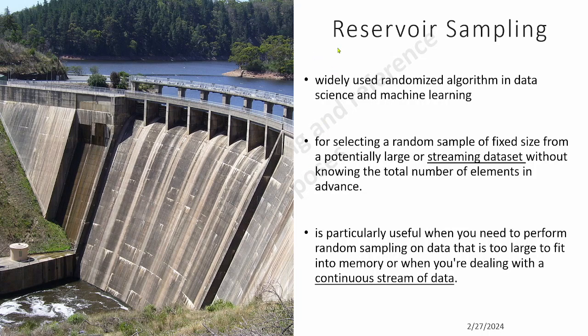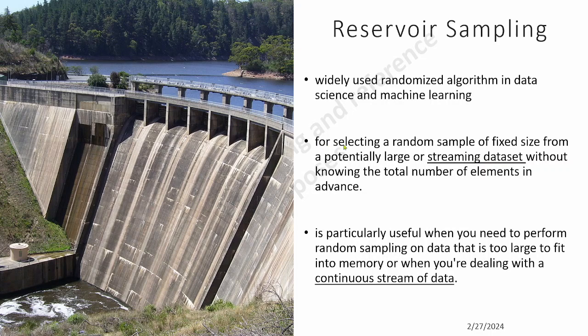So we talked about cluster sampling. Let's talk about one more method. It's called reservoir sampling. It's pretty easy. This is very useful in situations when we are dealing with a streaming data set. That means the data is coming live and then you have to sample.